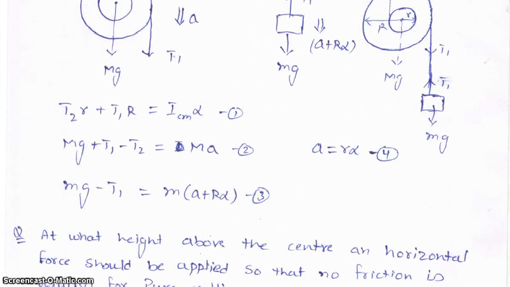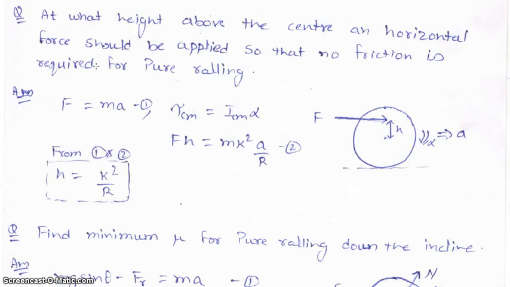This is for the spool, equation number 2, and equation number 3 is for the block. And with the help of these four equations, we can solve for T1, T2, alpha and A, as well as the acceleration of the block. This example is an important result, must be remembered.